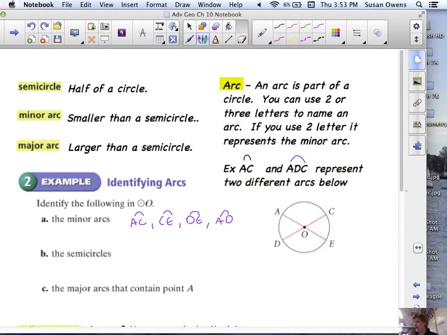Here are my semicircles, and I'm going to need 3 letters for these. I should have 4 of them. I have DAC, and if I go the other way, I have DEC. And then if I use the other diameter, I have ADE, and if I go the other way, I have ACE.